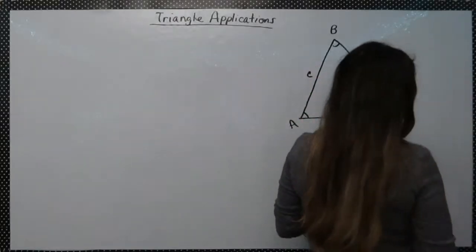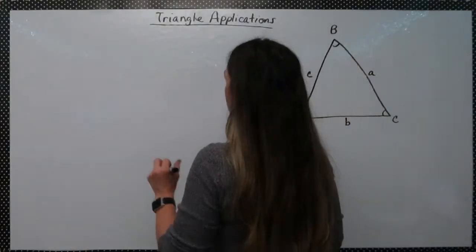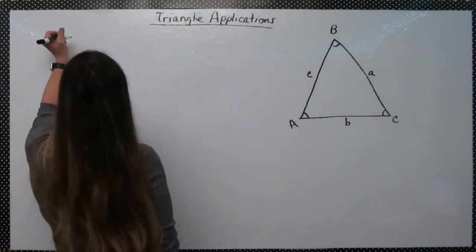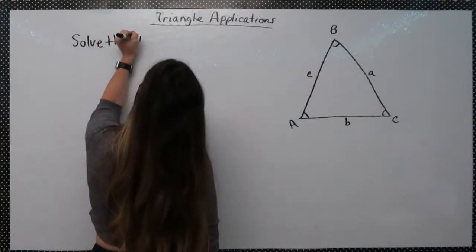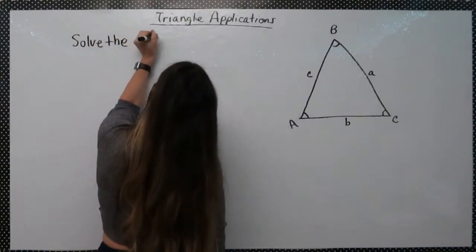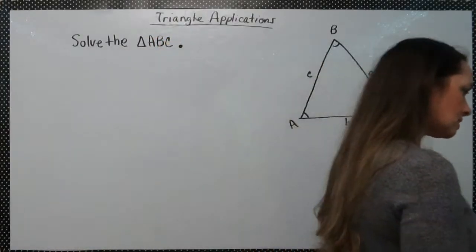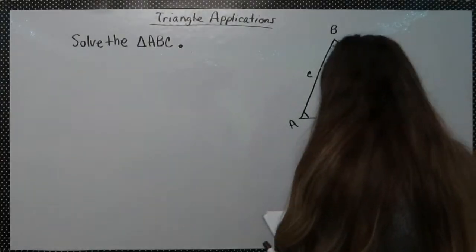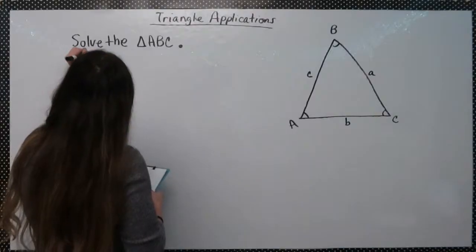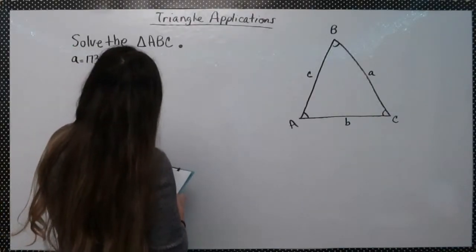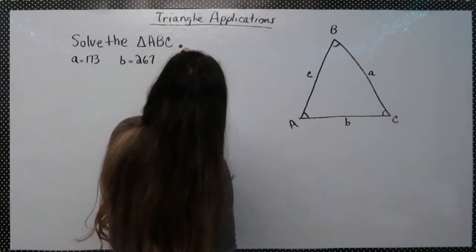In this particular problem, we know the side lengths, but we do not have any of the angles, and the directions say solve the triangle. A, B, C. And let's list these side lengths out. We've got A equal 173, B equal 267, and C equal 412.